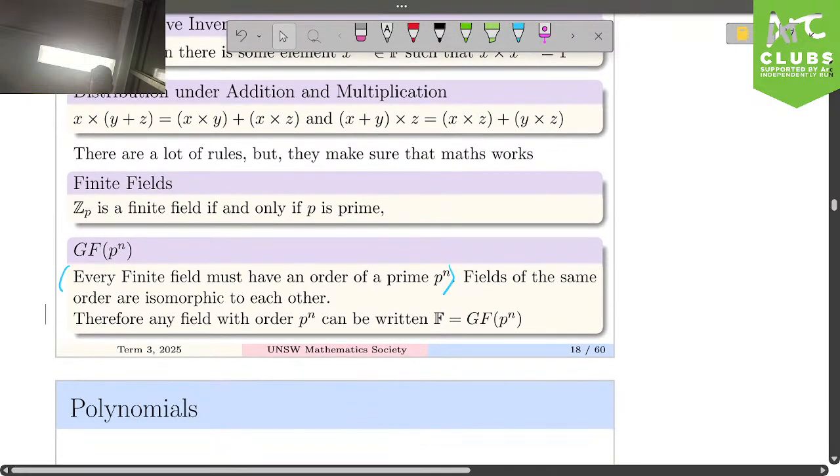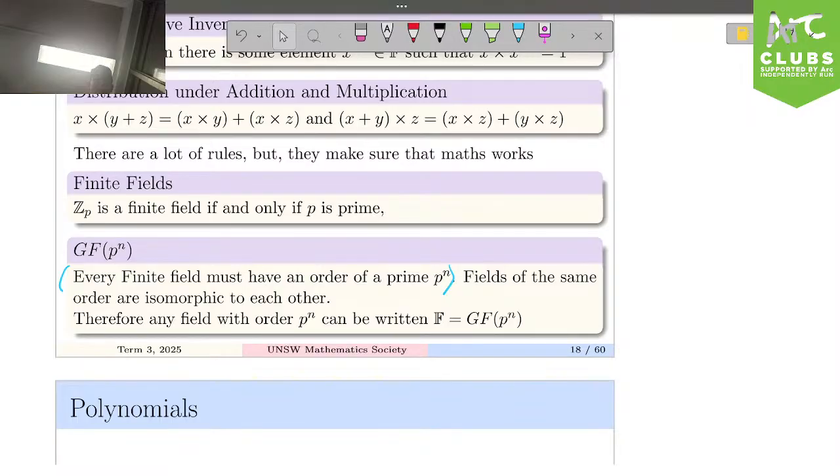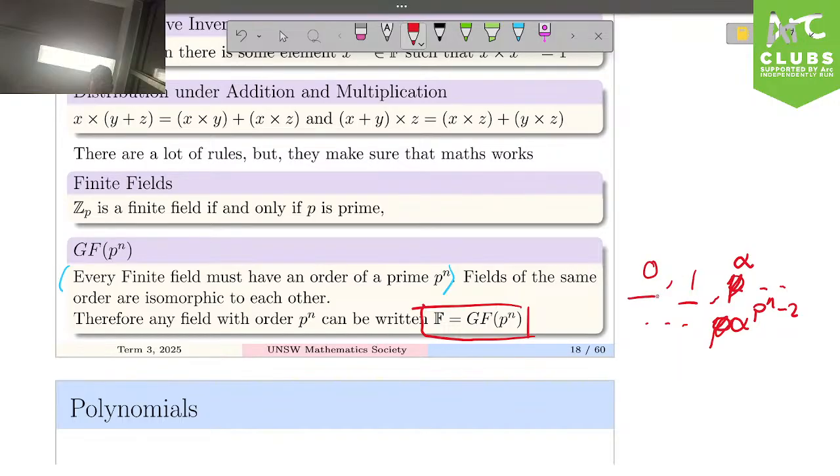And any fields with order p to the n look kind of the same to each other because they have the same order. That means we actually are able to write this sort of equal sign. Every finite field F can be written as the Galois field GF(p^n). This is just saying it's a finite field with p^n many elements. So you'll have 0, 1, some primitive element alpha, up to alpha to the p^n minus 2, because we have a 0 and a 1.